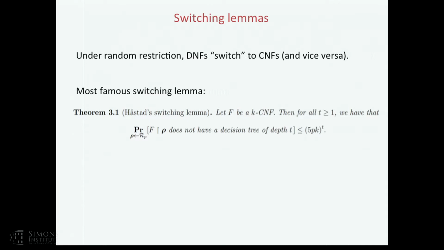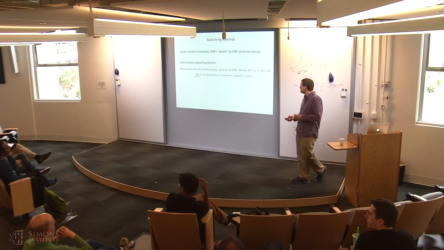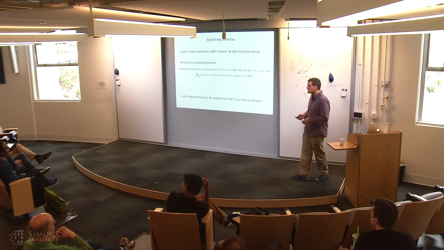Sorry, can you remind the restrictions? Is it just restrictions to constants? Coordinate-wise independent, everybody stays alive with probability p, otherwise uniform constant. Okay. Yes. Right. Okay. And Leon touched on this too in his talk.